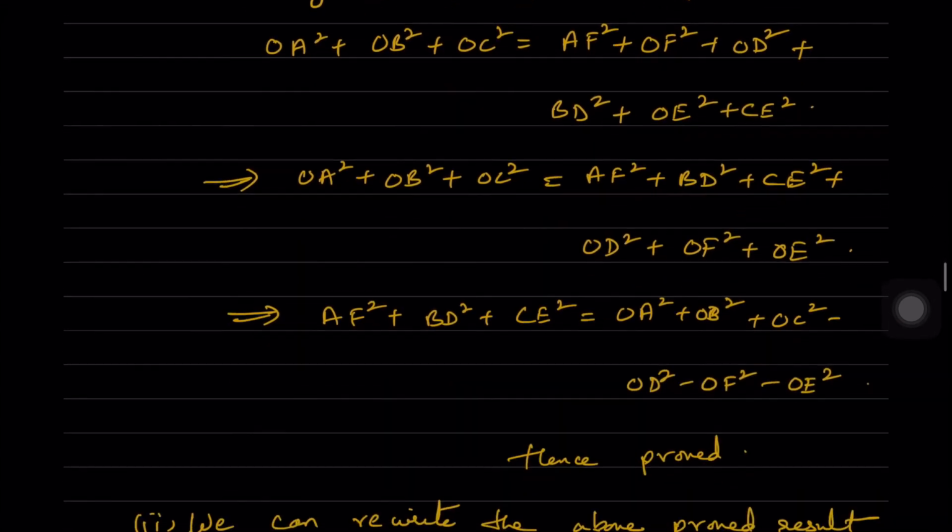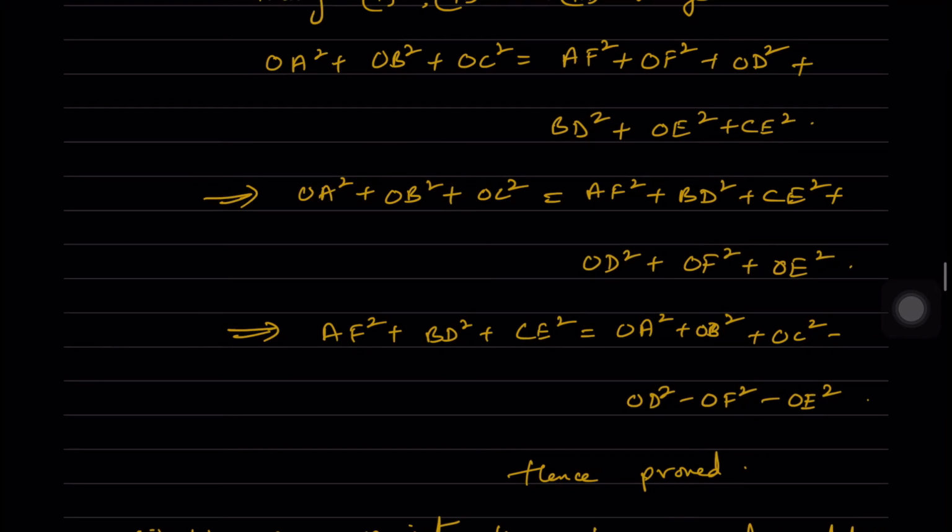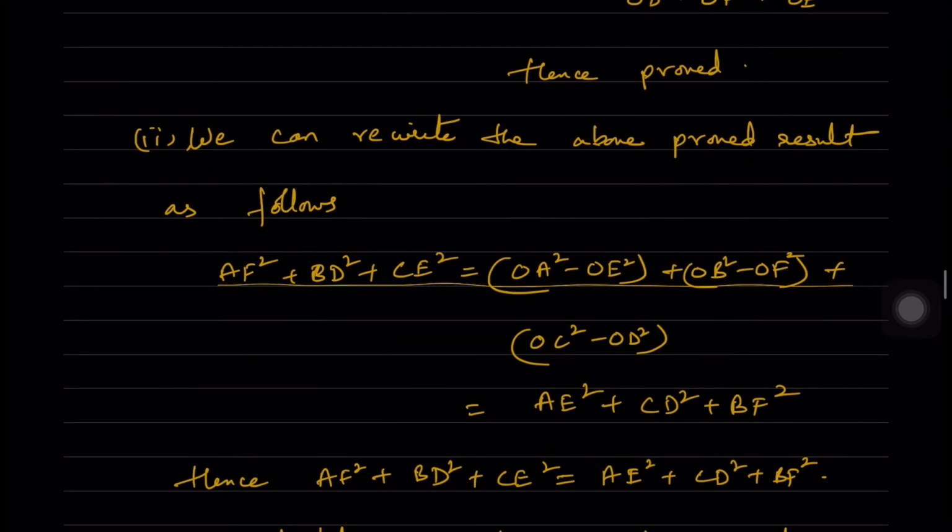Now we bring all of them to the other side, keeping this on one side and taking the others to the other side. You get AF square plus BD square plus CE square is equal to OA square plus OB square plus OC square minus OD square minus OE square minus OF square, hence proved. We can rewrite the above proved result as follows.